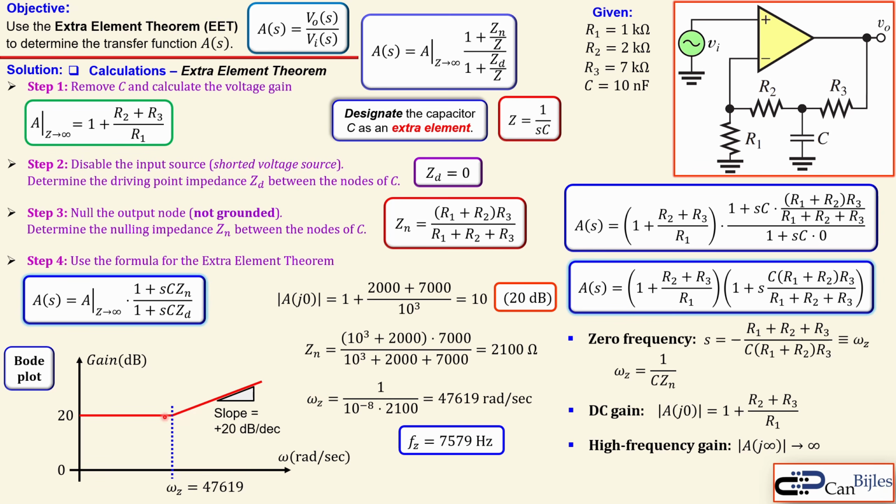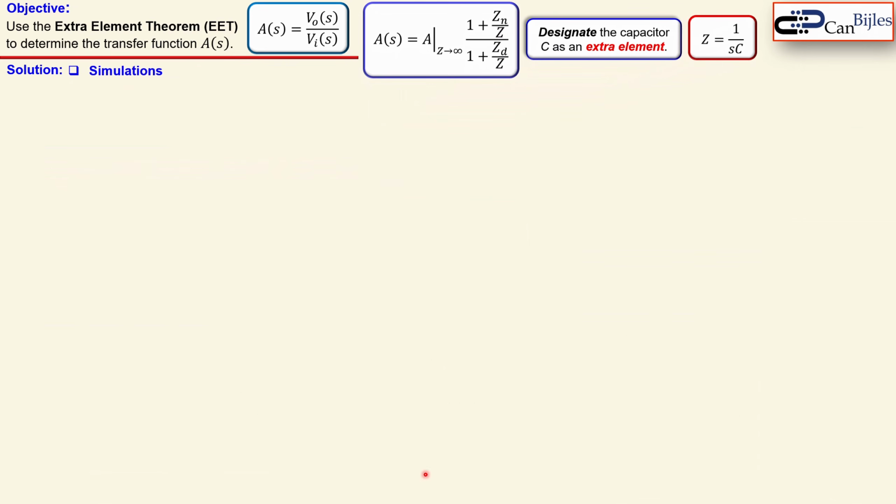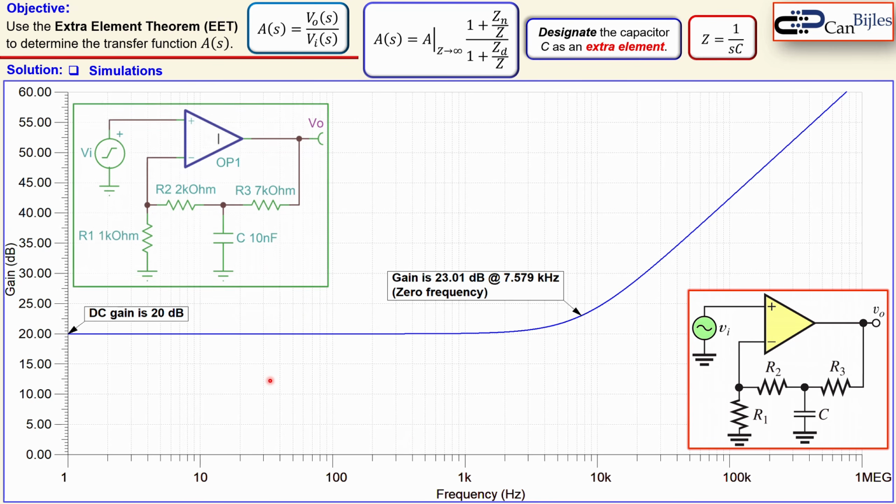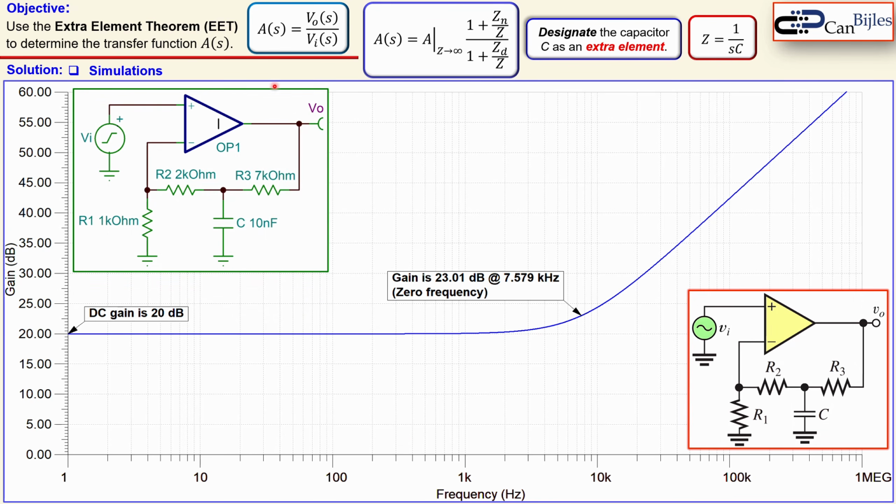So the zero will then make that increase by 20 dB per decade. Okay, that's actually the result here. Let's see that also in the simulations. This is the Bode plot. Actually, this is our circuit, and this is the circuit drawn in the simulator. You see the operational amplifier, ideal, input voltage, R1, R2, and R3, and our capacitor C we have chosen.